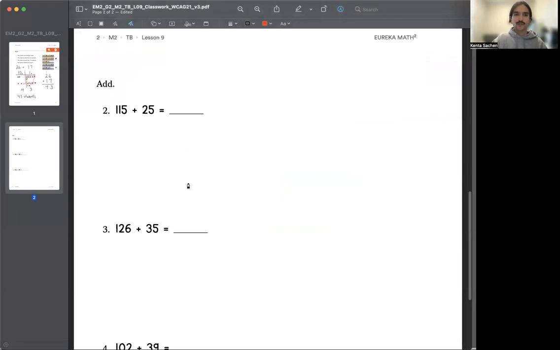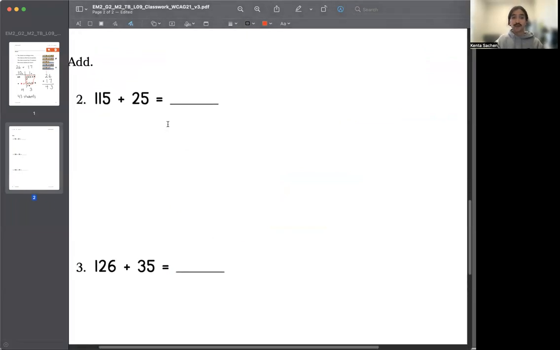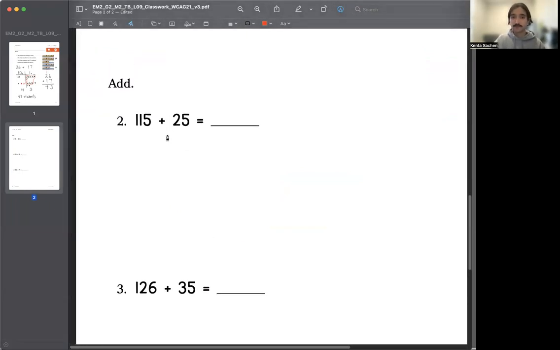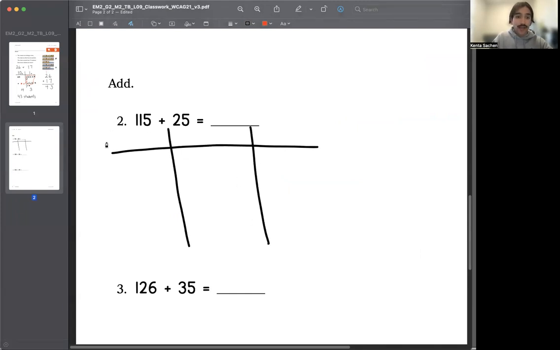So on the next page, 115 plus 25. 115 plus 25. So again, I'm going to start with my place value chart. This time I'm going to have 100s, 10s, and 1s. I want you to write down the number 115 in this place value chart. Please do that right now. Yep, 115. Let's draw that out here. Everyone should be drawing.